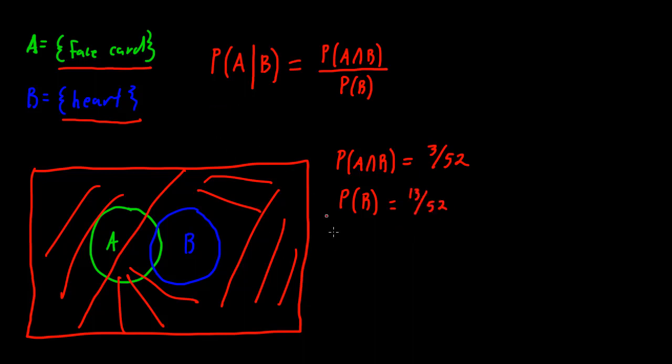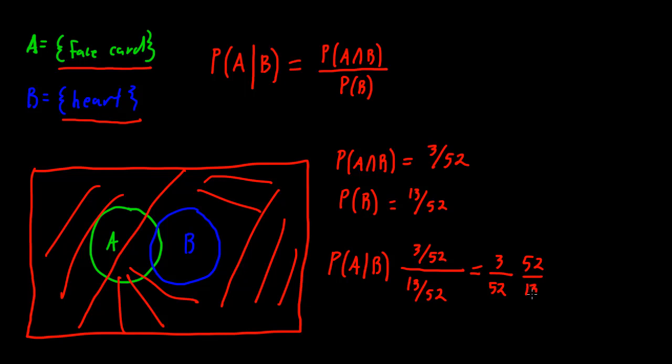So we can then write our probability formula. So we have probability of A given B is equal to the probability of A intersect B. So we have 3 out of 52 over our probability of B, or 13 out of 52. So from previous math classes, we know we can simplify this to say that we have 3 over 52 times 52 over 13. So our 52s cancel out, and we just get 3 over 13.